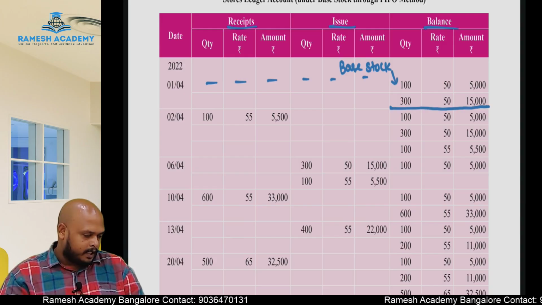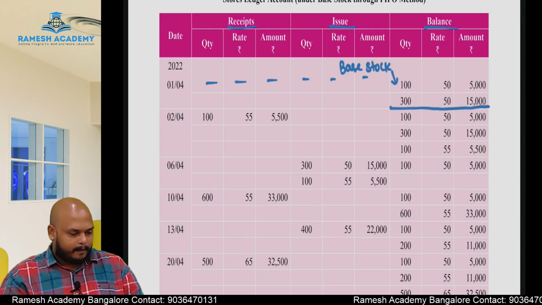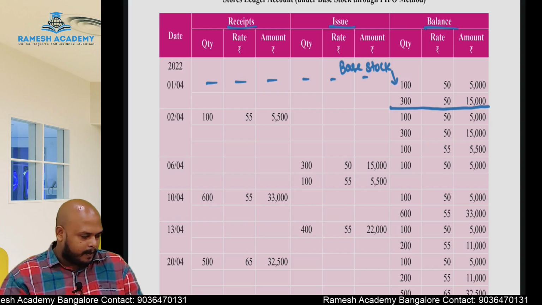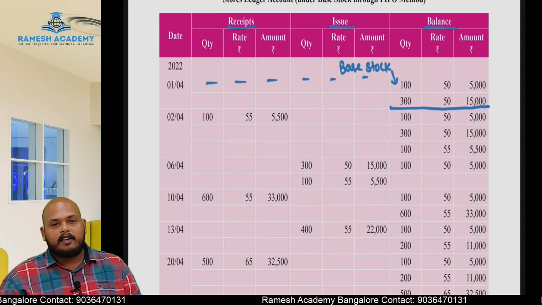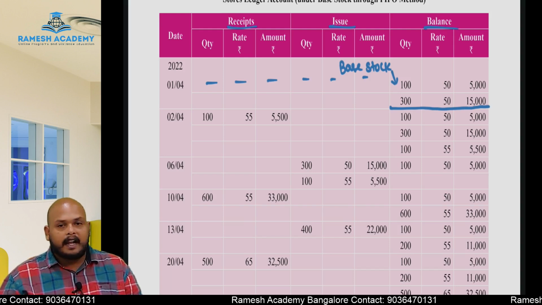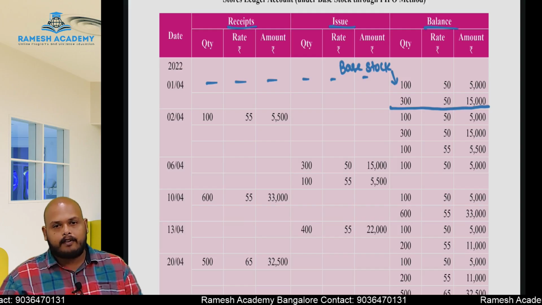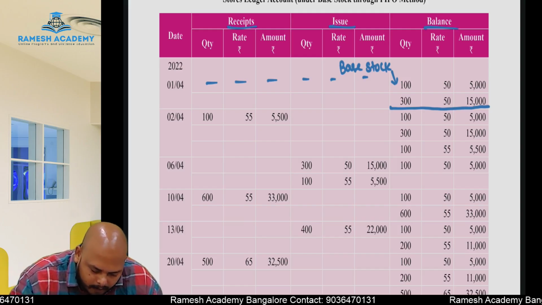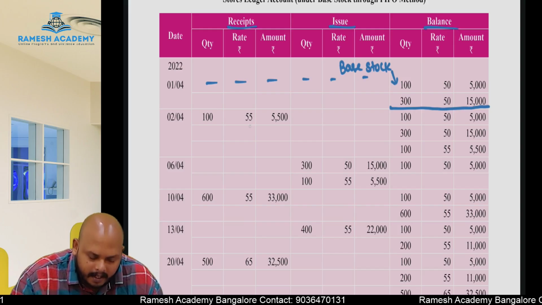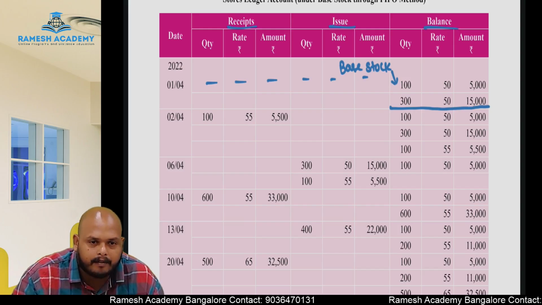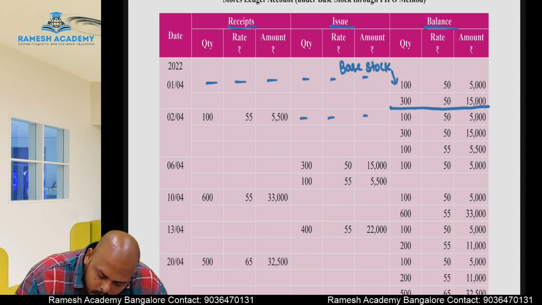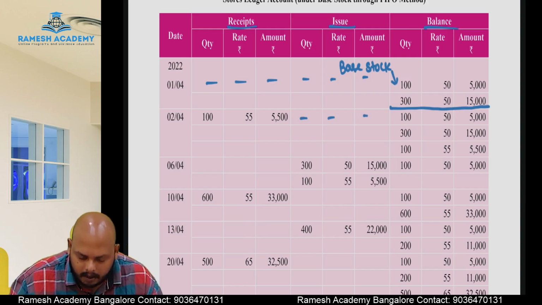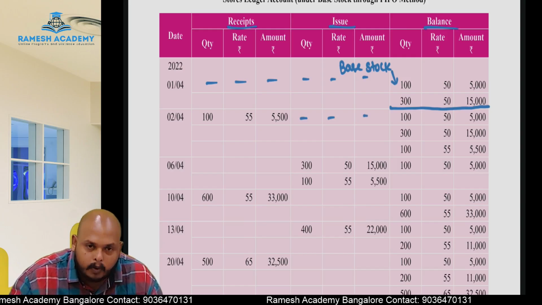Next, come to 2nd April. On 2nd April, what did he give? Purchased 100 units at the rate of 55 per unit. What is the price per unit? 55 rupees. So write it in the receipt column: 100 units, rate 55. What is the amount? 100 into 55 is 5,500. The issue column is nil. Next, come to the balance column.